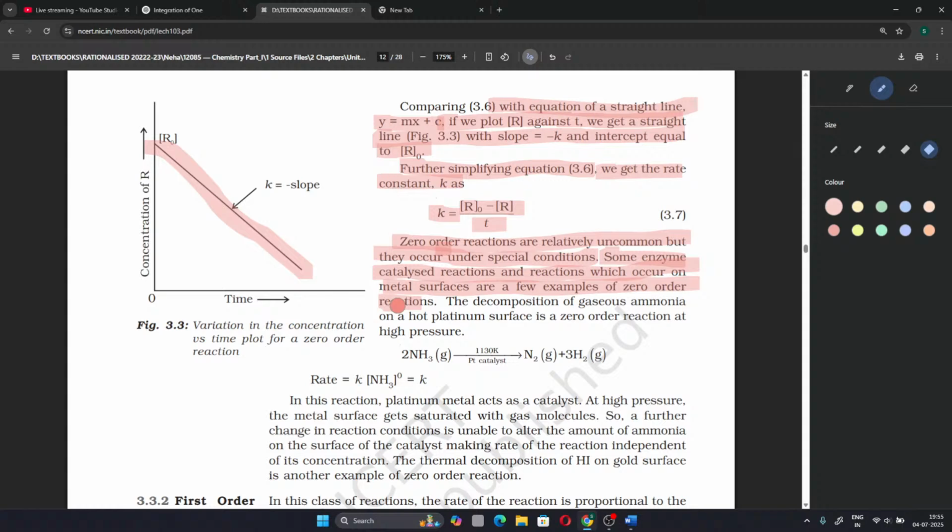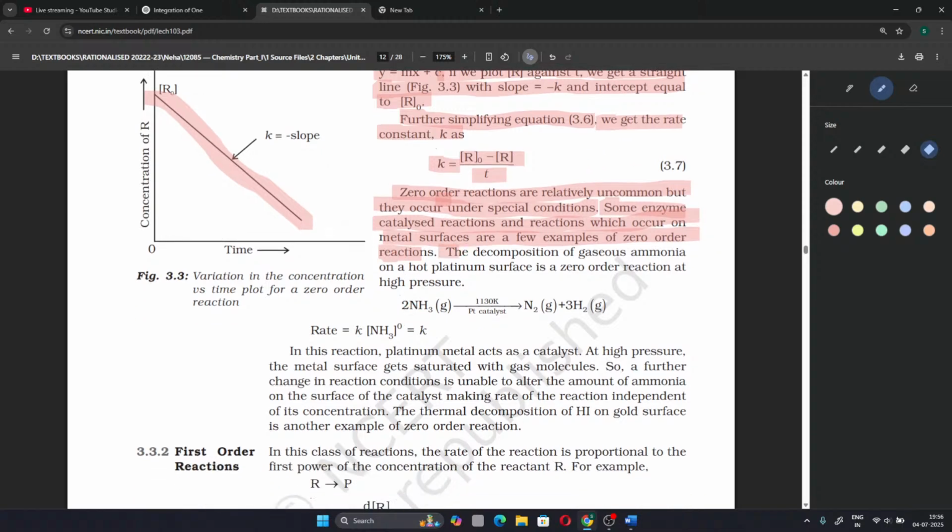Some enzyme catalyzed reactions and reactions which occur on metal surfaces are a few examples of zero order reactions. They are rare and occur only under special conditions, such as enzyme catalyzed reactions or reactions on metal surfaces, which is also a metal catalyzed reaction.